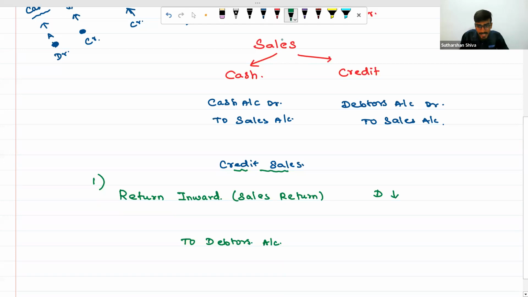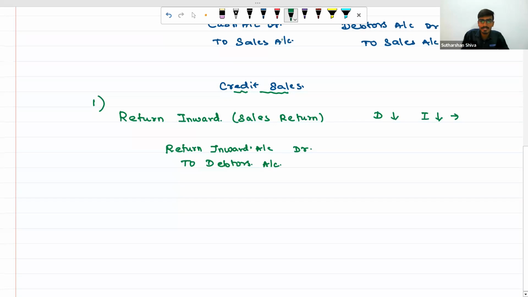Next, my sales, my revenue generating activity comes down. My income is reducing. If my revenue is decreasing, what I need to do is a debit. I can put the sales account also, but for accountability purposes, I will create a new account called return inward account. Return inward account debit to debtors account is my first transaction.